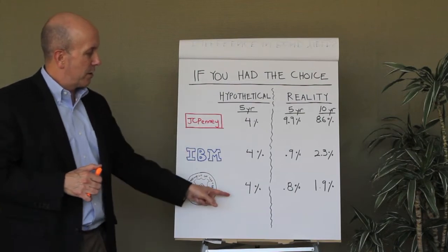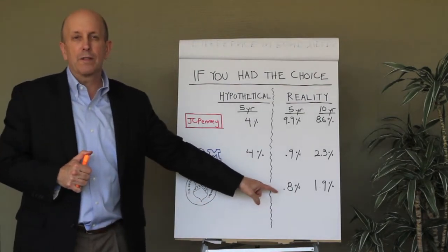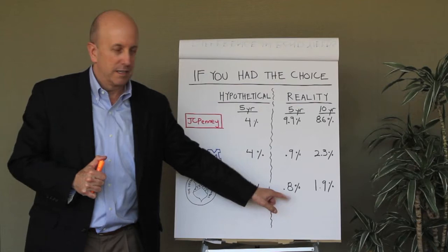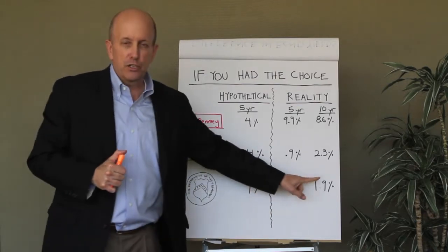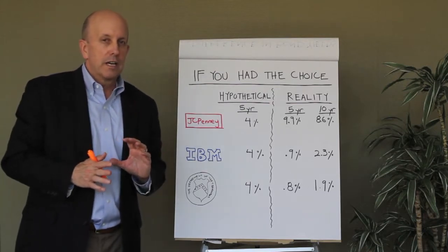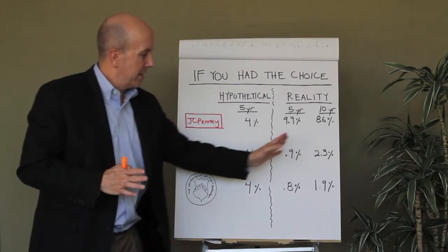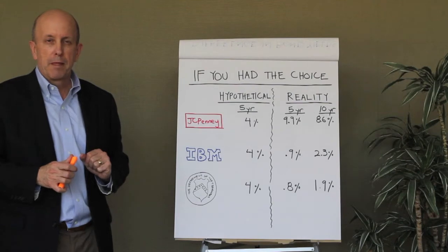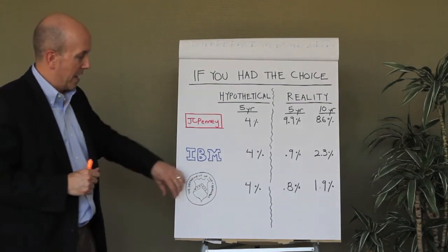Contrast that to the federal government. For 5 years, they're paying only 0.8% to borrow money, and for 10 years, 1.9%. So you can see that the quality of the issuer and the length of time you loan the money makes a huge difference in the outcome.